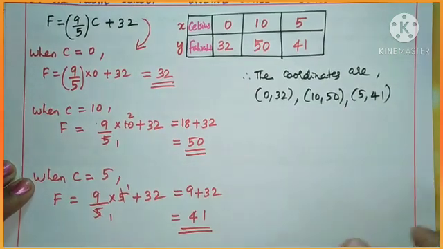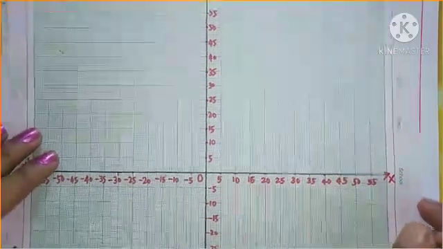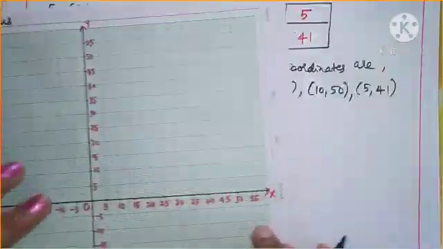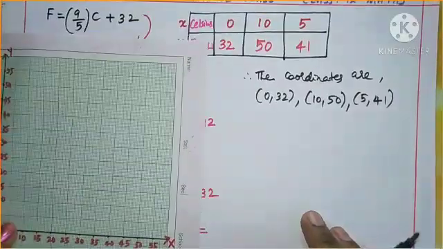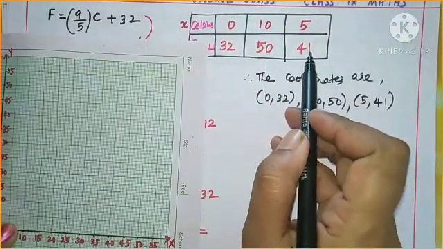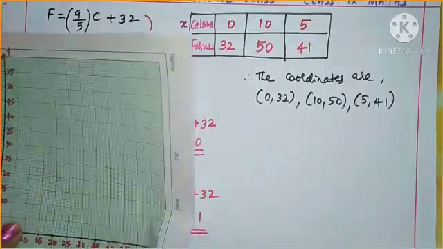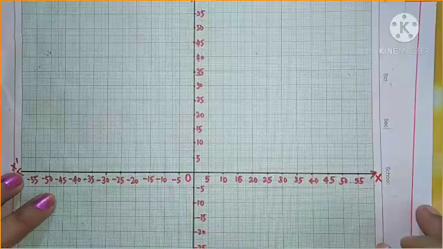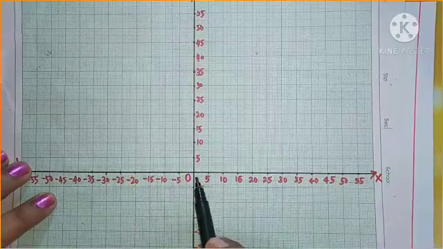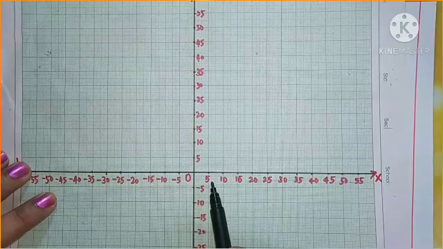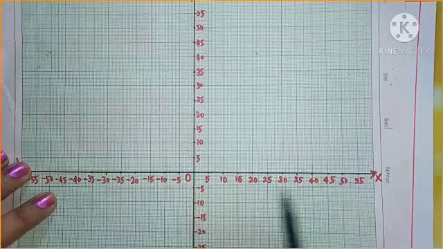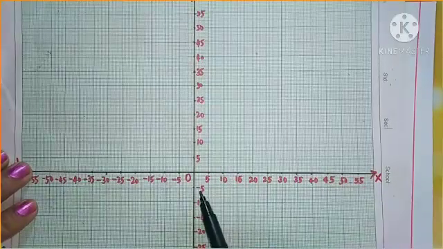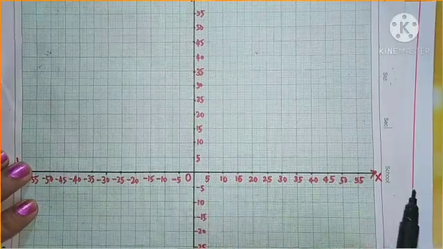Now we want to plot these in the graph. This is your graph. Draw the Cartesian plane, x-axis, y-axis. Here you see in the table we got some larger numbers, that is 32, 50 and 41. So in the graph I took the scale of 5 units. 1 centimeter in the graph shows 5 units. 5, 10, 15, 20, 25. Like that I took a 5 difference in the x-axis and y-axis. That is the way we are taking the scale.